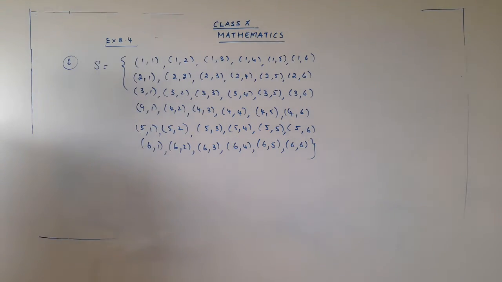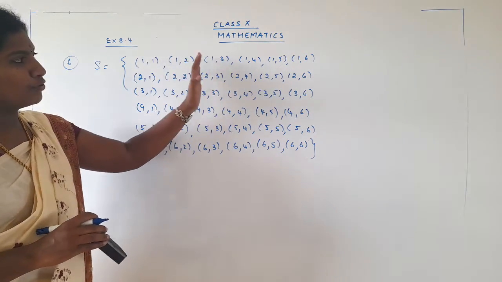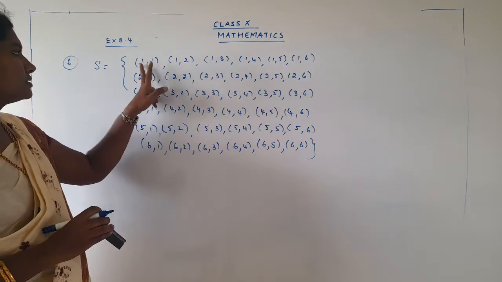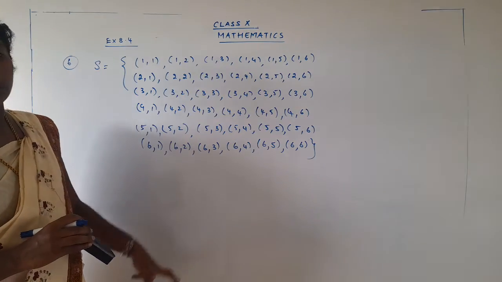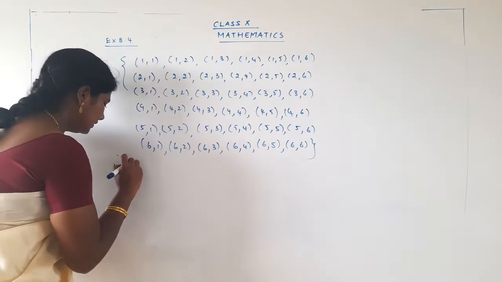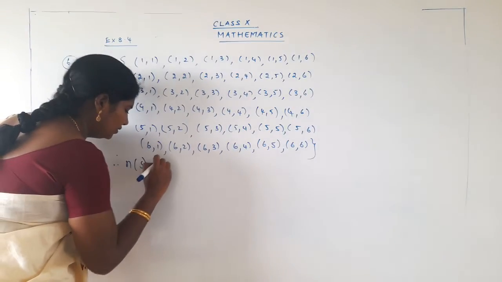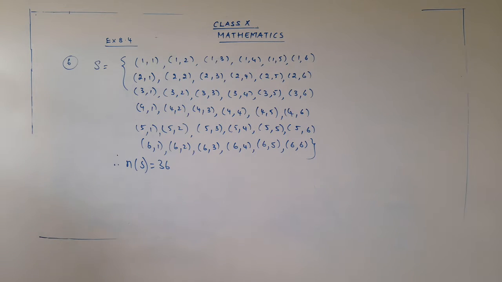So these are the number of possible outcomes. So we have totally 36 outcomes. 1, 2, 3, 4, 5, 6 and we have 6 rows. So 6 sixes are 36. Just write down here. Therefore n of S is equal to 36. Write down. n of S is equal to 36.